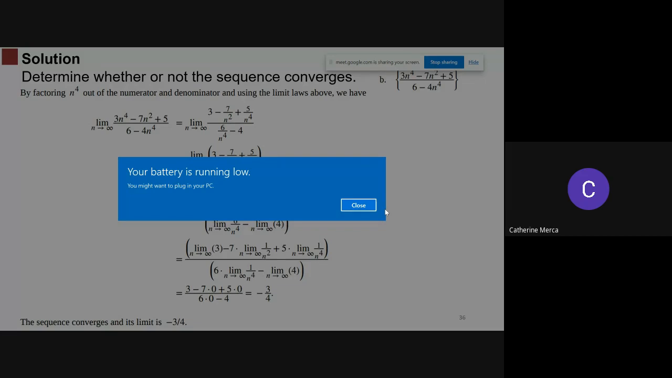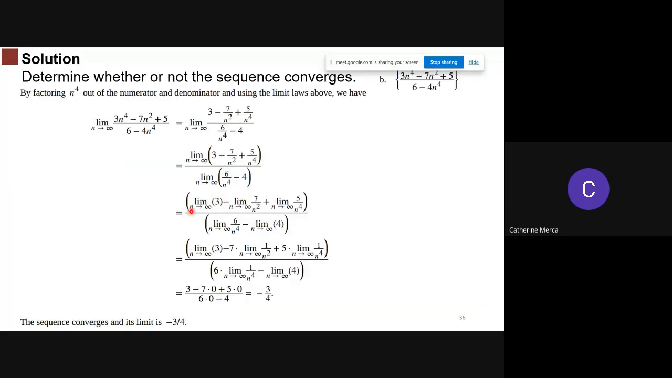Okay. So, here, the limit of 3 minus, so what happens? The result is 3 minus 7 times 0 plus 5 times 0 minus 4. So, the answer is negative 3 over 4. This method, I'm not sure if it was taught in 51 or 61. As long as your limit reaches a finite number, ma'am, the sequence converges, ma'am.